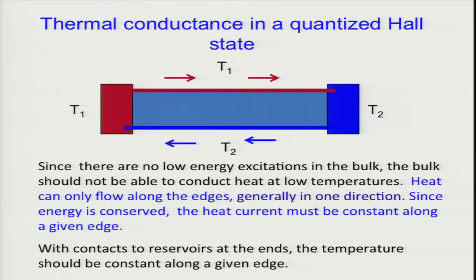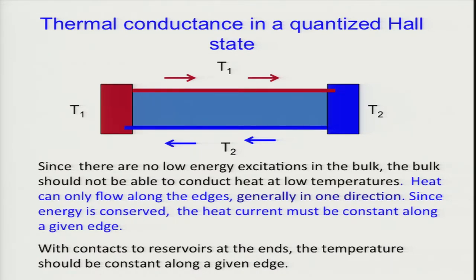So therefore, if you have a heat current flowing along the edge in one direction, that heat current must be a constant. It can't have a divergence, because otherwise energy wouldn't be conserved in a steady state. So if we connect a two-dimensional electron system in a quantized Hall state to two thermal reservoirs at the two ends, say one at a higher temperature T1, whoops. Here, it's not somehow. Can you see that? No, OK, it's almost invisible.